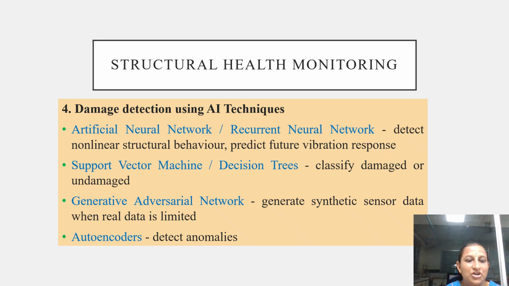We can use the algorithm which involves GAN, that is generative adversarial network, and this type of algorithm is used to generate sensor data when sufficient data is not available for further prediction or processing. And the last one is autoencoders, and this is mainly used to detect anomalies in the data which is given in the structure.